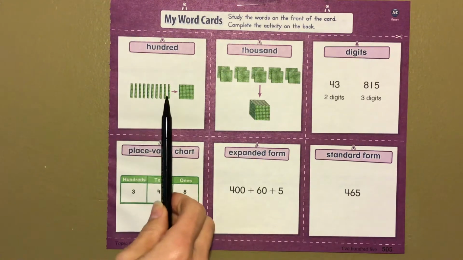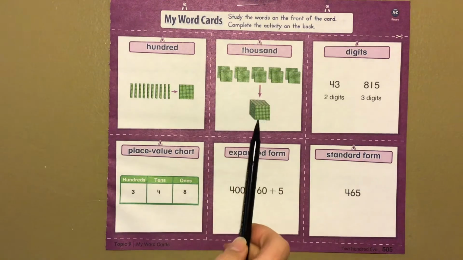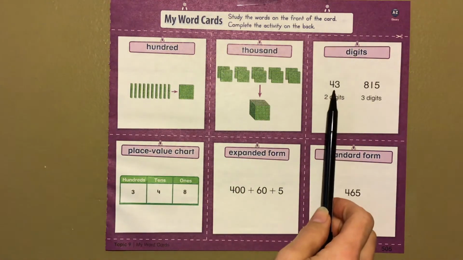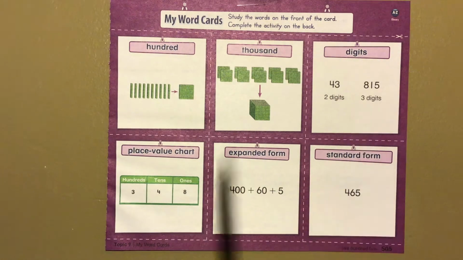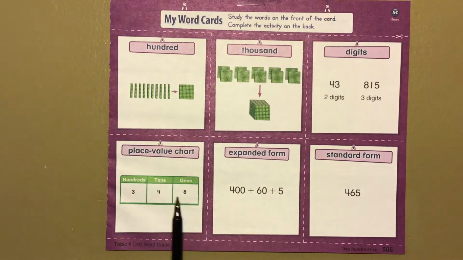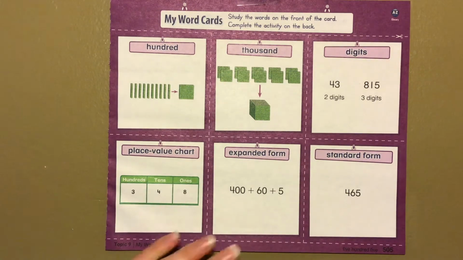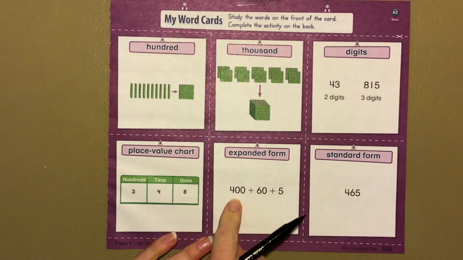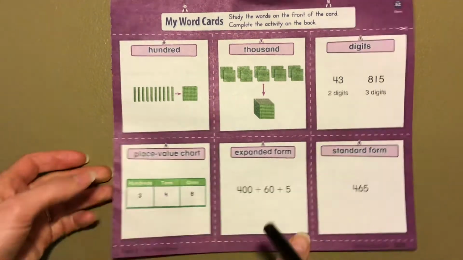10 sticks makes a block of 100. 10 hundreds makes a block of 1,000. In our digits, we have 43, that's 2 digits, 2 numbers. 815 is 3 digits, 1, 2, 3 digits. Our place value, you guys are experts on this from what we do every day with our number of the day: ones, tens, hundreds. Expanded form is when we break it apart. So the standard form is 465. Expanded form is we break it apart into how many hundreds, tens, and ones that we have.